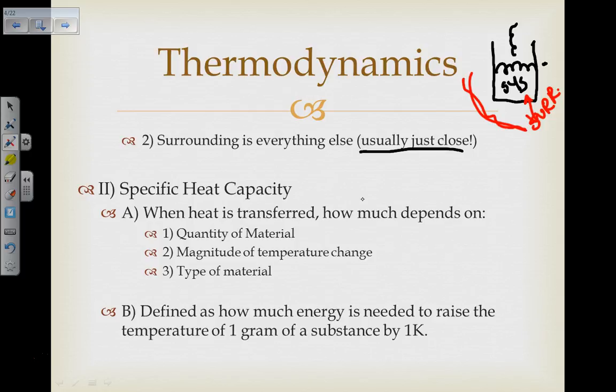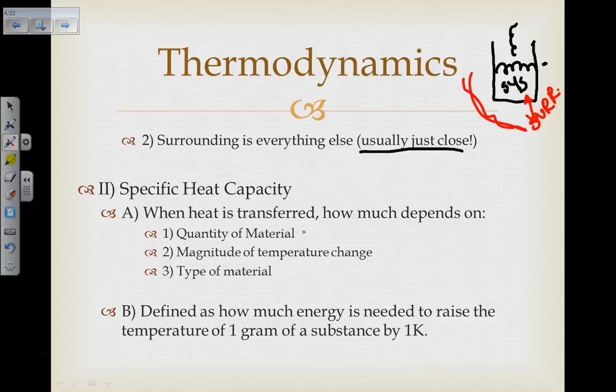The specific heat capacity is how much energy something needs in order to raise 1 gram of that substance by 1 Kelvin. Okay, and the standard has always been water. So how much energy does it take to raise 1 gram of water 1 Kelvin? It takes 4.18 joules to do that. Okay, so everything is kind of based on water. Okay, but it depends on a couple other things.